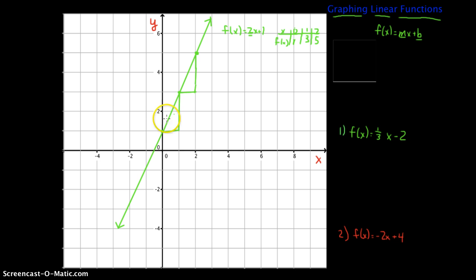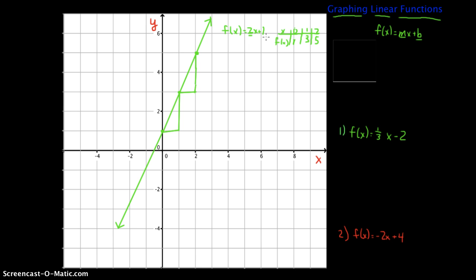If I'm here, I could go down 2 and left 1. So if x goes down by 1, and that wasn't too well drawn, y goes down by 2, and so on. That's a visual interpretation of slope. The other thing that shows up is the y-intercept. We cross the y-axis at 1, which comes right from there. So we can actually use this method to graph any linear equation.